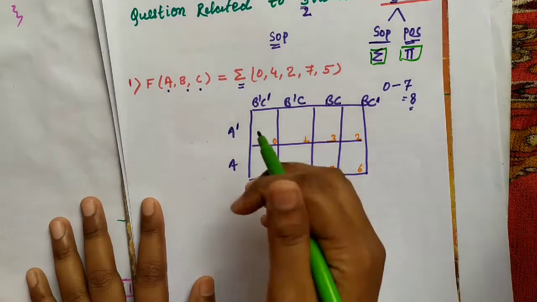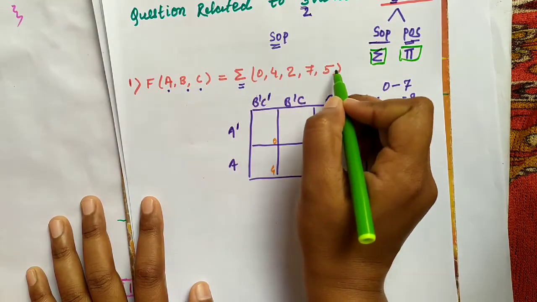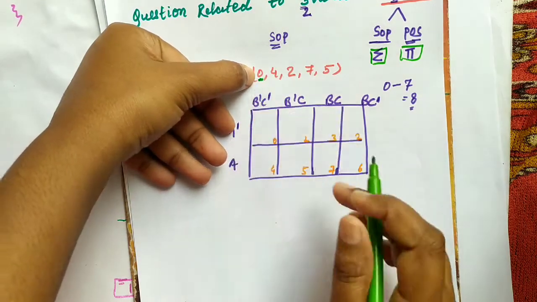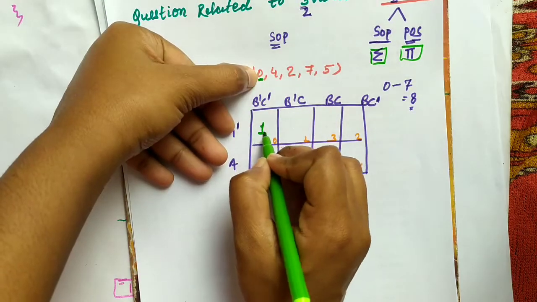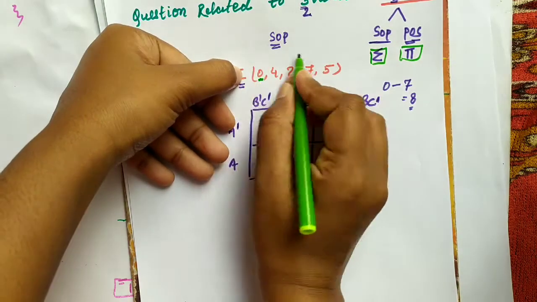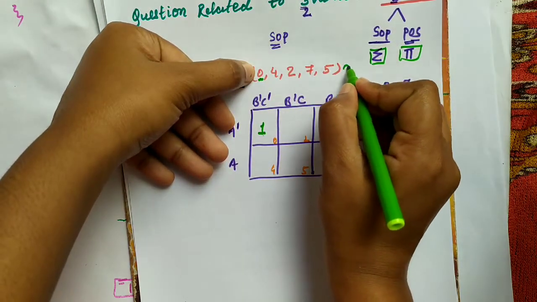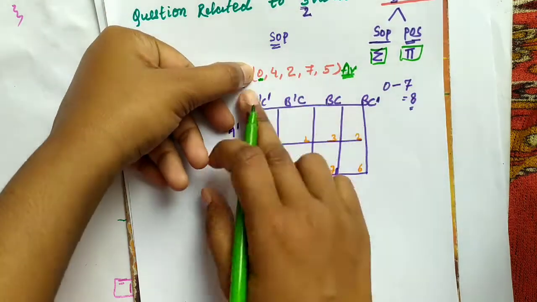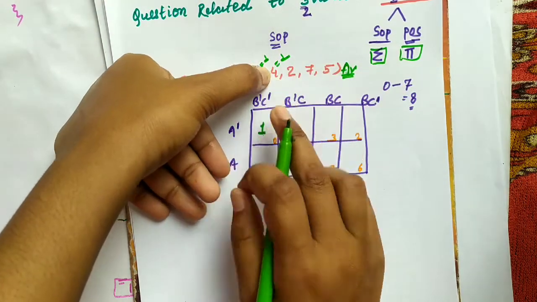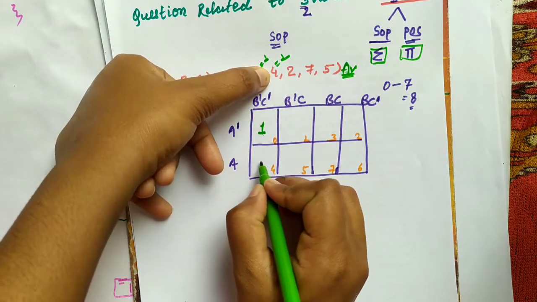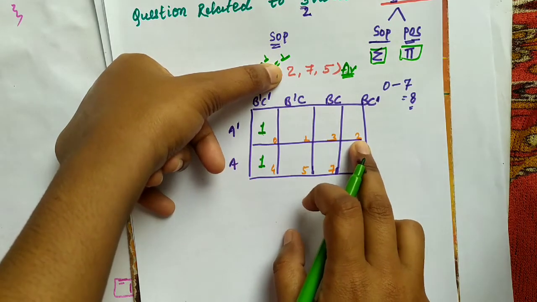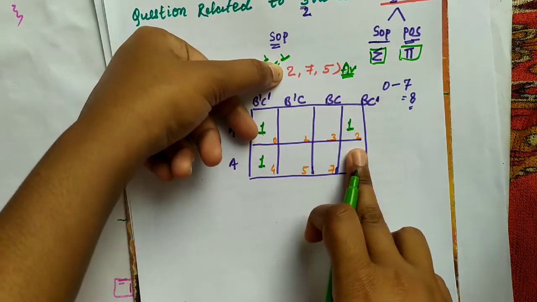Here the values are 0, 4, 2, 7, 5. This is the value of that question. So in the place of 0 we have to put 1, because that value is available for this question. In the place of 4, what is the box? This is the box of 4, so also write 1. Then 2, where is the box of 2? The box of 2 is this, so again we write 1.